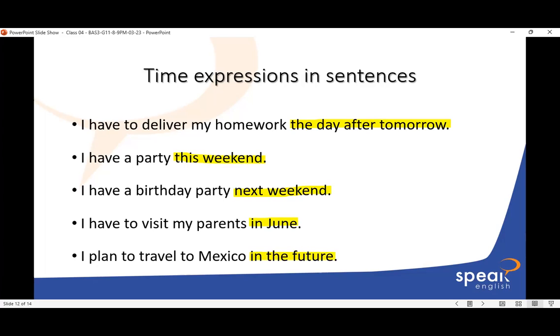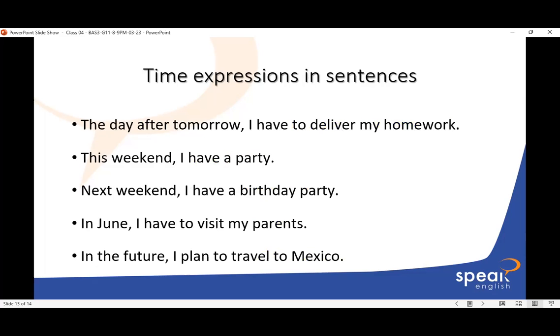So I have different time expressions. I am using the previous expressions that I told you, but now in sentences. And the same: the day after tomorrow, this weekend, next weekend, in June, and in the future, okay? So in these sentences, I am using all of the expressions.